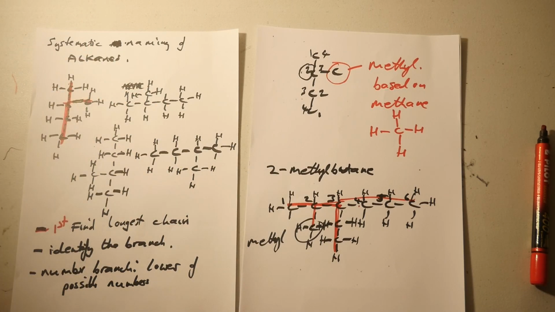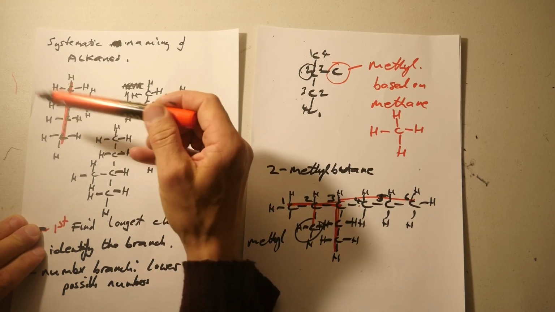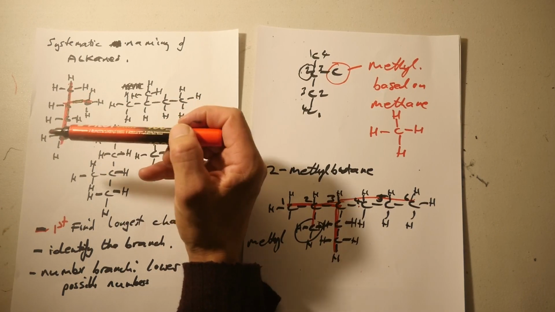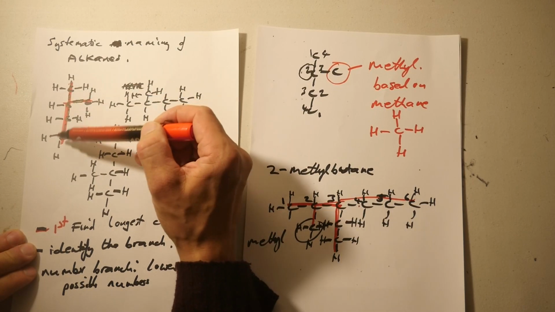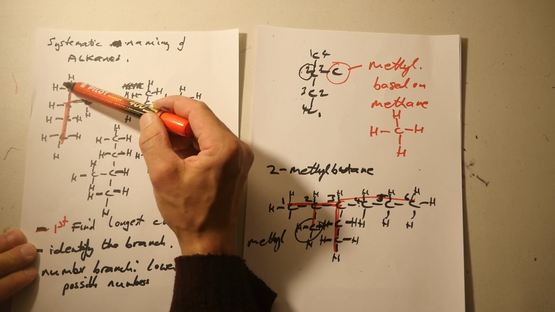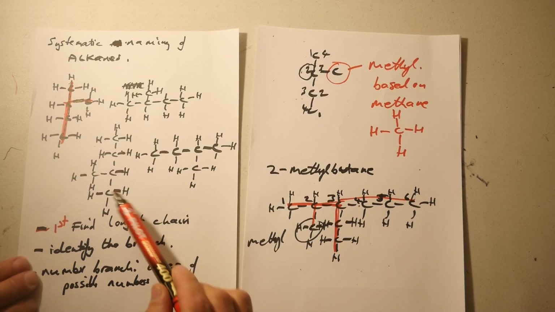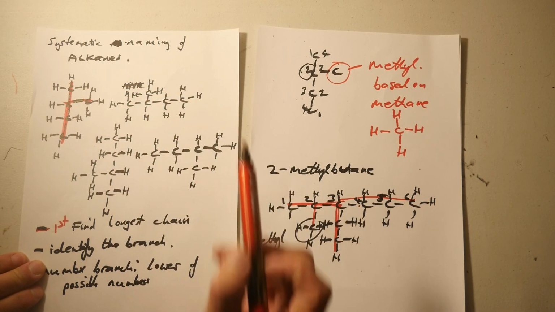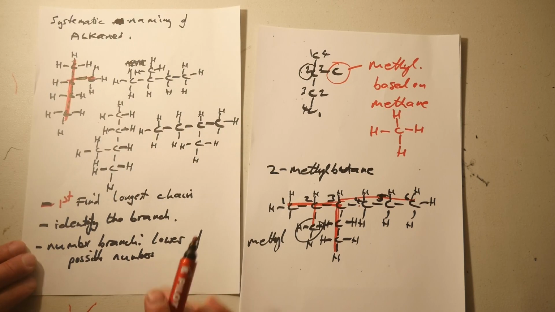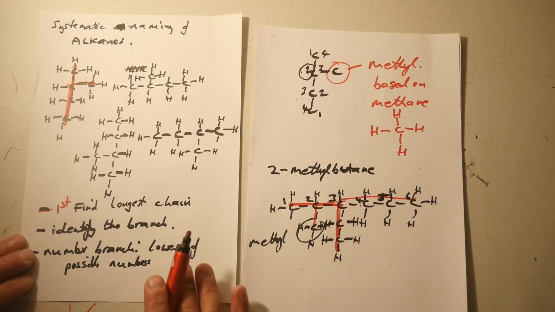Okay. So you first find the longest chain. So you go 1, 2, 3, 4. In this case, I choose to pick the straight chain rather than the bent chain because it's just easy to work with. So find the longest chain, then identify the branch. The branch is a methyl group attached there. And then number the chain with the lowest possible numbers, okay?